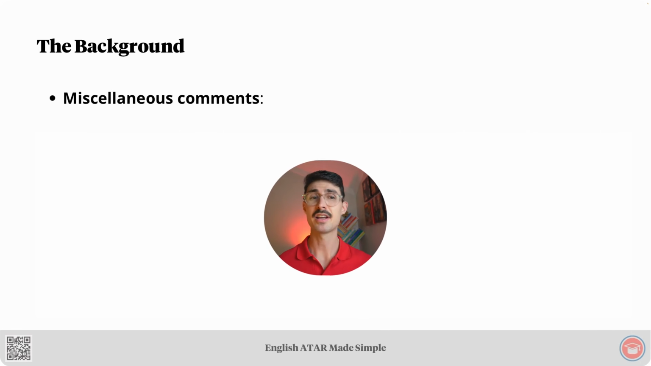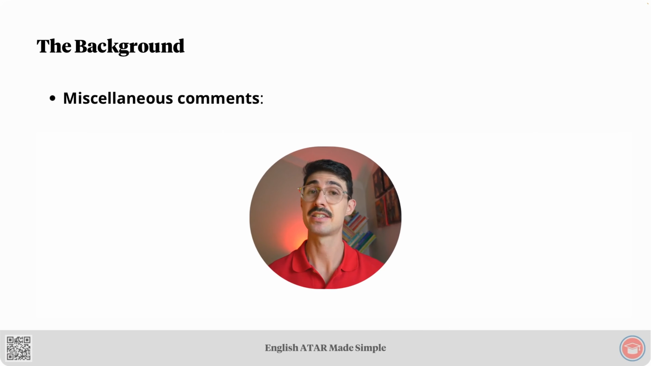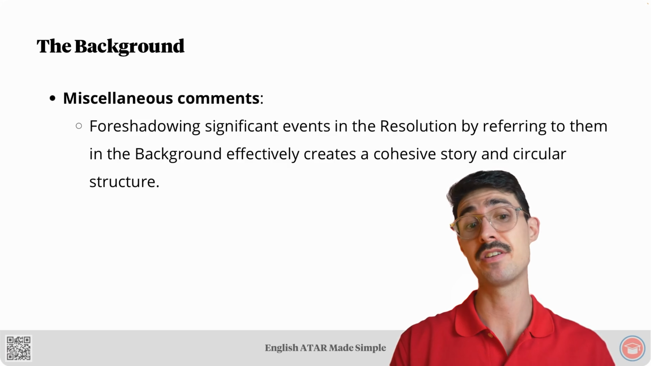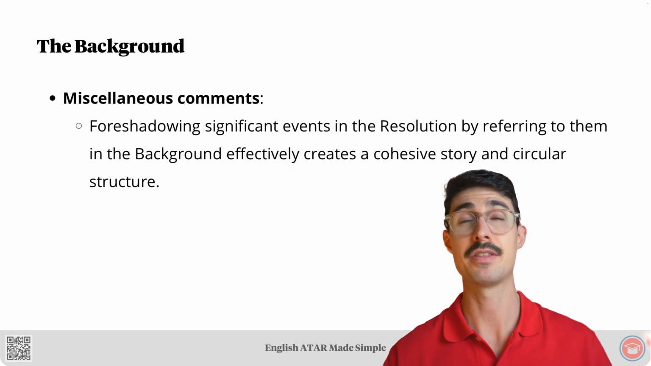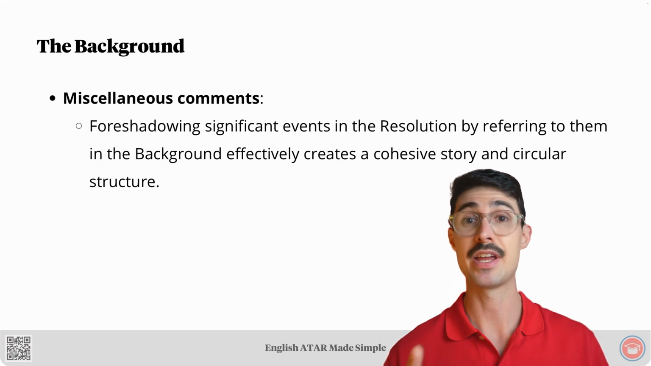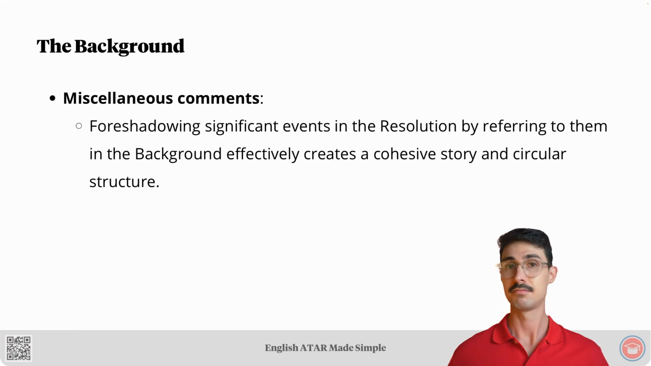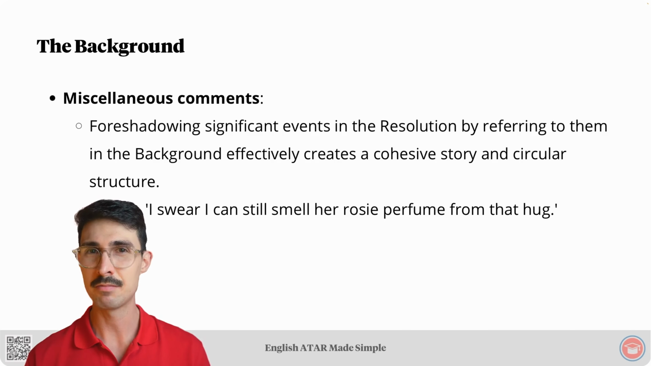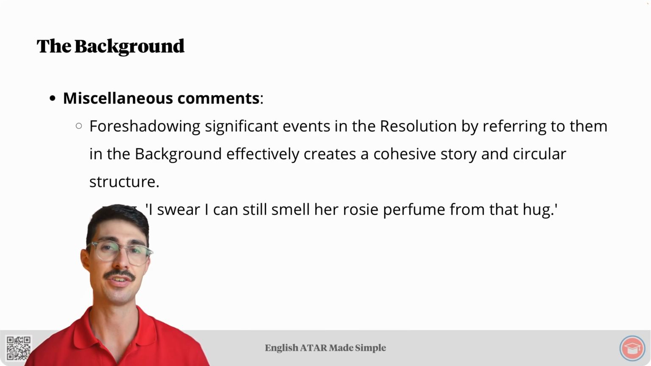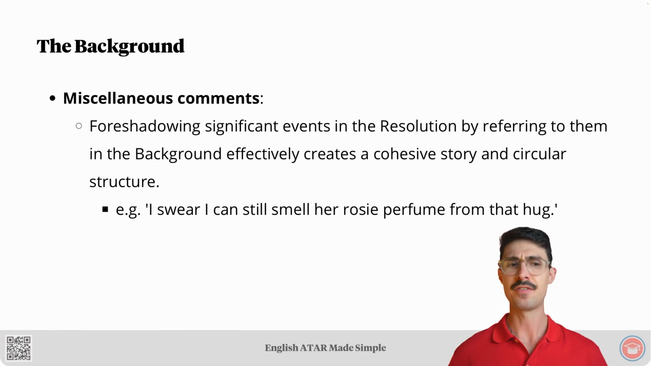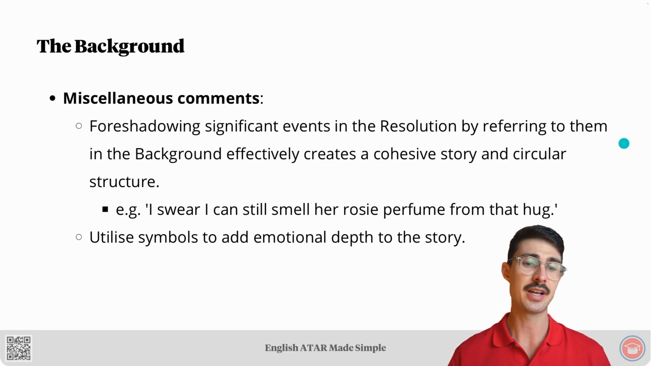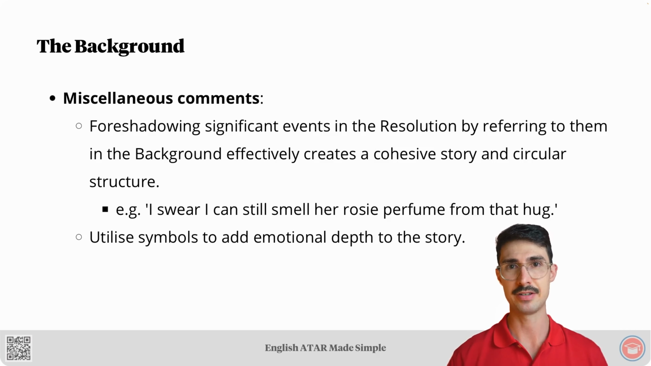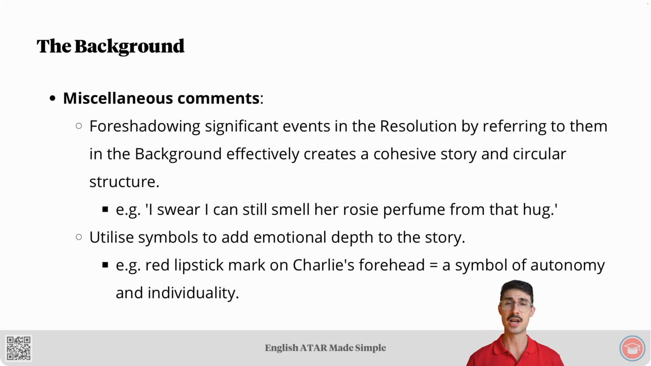We then discussed a few miscellaneous comments regarding this section. One of those, foreshadowing significant events in the resolution by referring to them in the background, effectively creates a cohesive story and circular structure. Example, I swear I can still smell her rosy perfume from that hug. Bear that in mind when we take a look at the last section of this story in the next lesson. A final point regarding this section, utilize symbols to add emotional depth to the story. Example, red lipstick mark on Charlie's forehead is a symbol of autonomy and individuality. Very good. Those are some points regarding the background section.